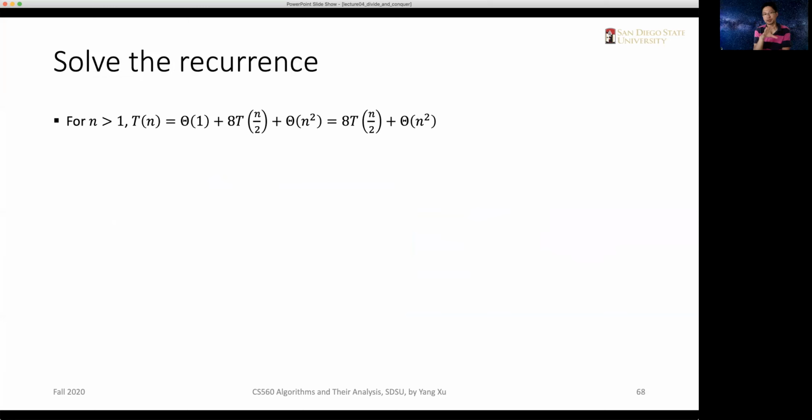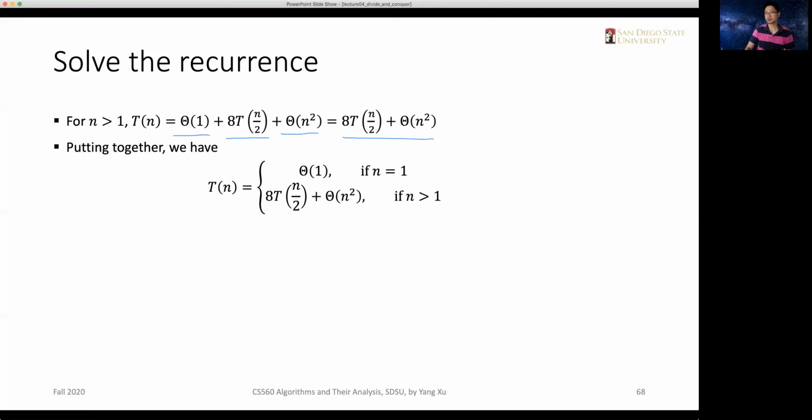So in total, we have our recurrence in this form. The original solution is big theta 1, that's the cost for dividing. That's the cost for solving all the subproblems recursively. That's the cost for the combining step. So putting together, we have something like this. Right? We have A and B defined. So all we need to do now is to use the master theorem.